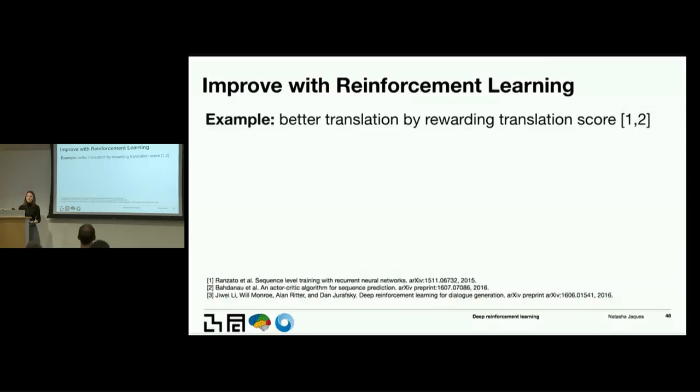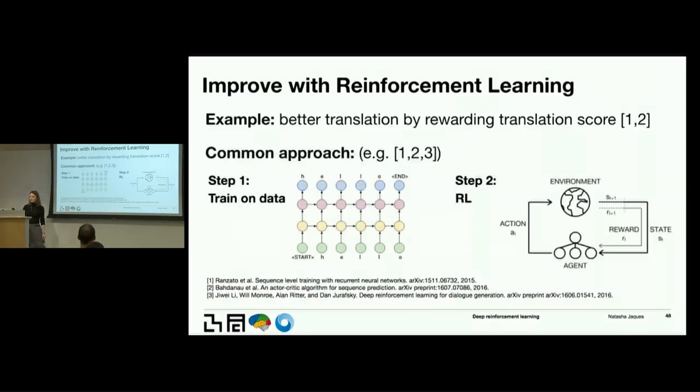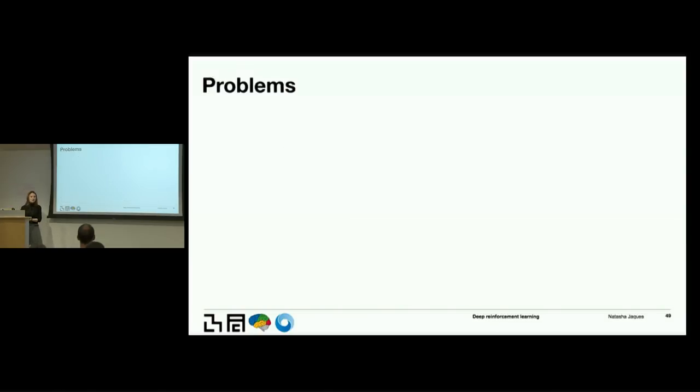There's an issue with that as well. So people have looked at this problem before, particularly for machine translation. The typical approach is to train on data first, train your RNN, and then in a second step, just train with RL. But the issue is that neural networks suffer from a pretty well-known problem called catastrophic forgetting.